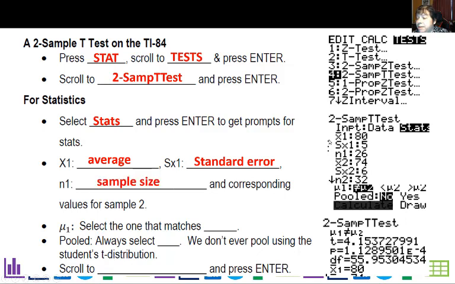N1 is sample size. Mu1 is select the one that matches your alternate. So if it's equal, less than, or greater than, just make sure it's there. Always select no here, okay? And then scroll to calculate and press enter, and you'll get an output like this.